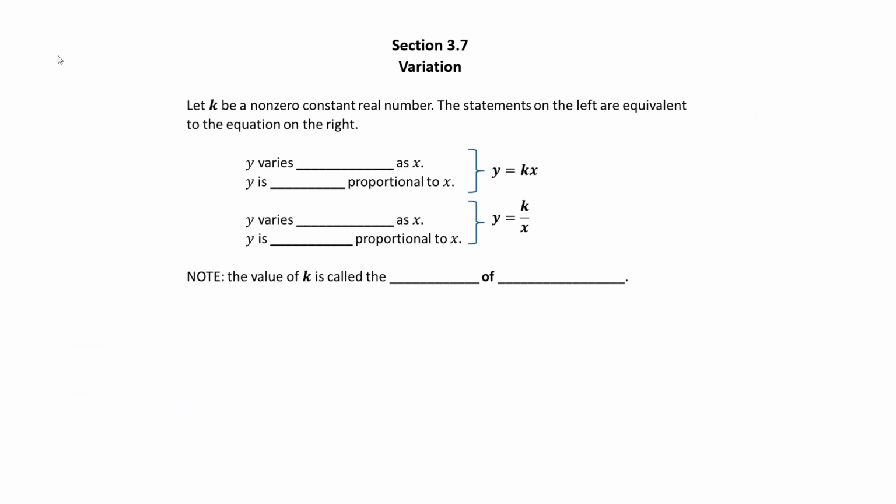Okay, variation, which is section 3.7. As I said, you did this in Algebra 2, so you probably recognize it. Let k be a non-zero constant real number. The statements on the left are equivalent to the equation on the right. We could say y varies directly as x, or y is directly proportional to x. They mean the same thing. If that is true, then y equals kx. If we say that y varies inversely as x, that's the same thing as saying y is inversely proportional to x, and that would mean that y is equal to k over x. Note the value of k is called the constant of variation, or I usually call it the constant of proportionality.